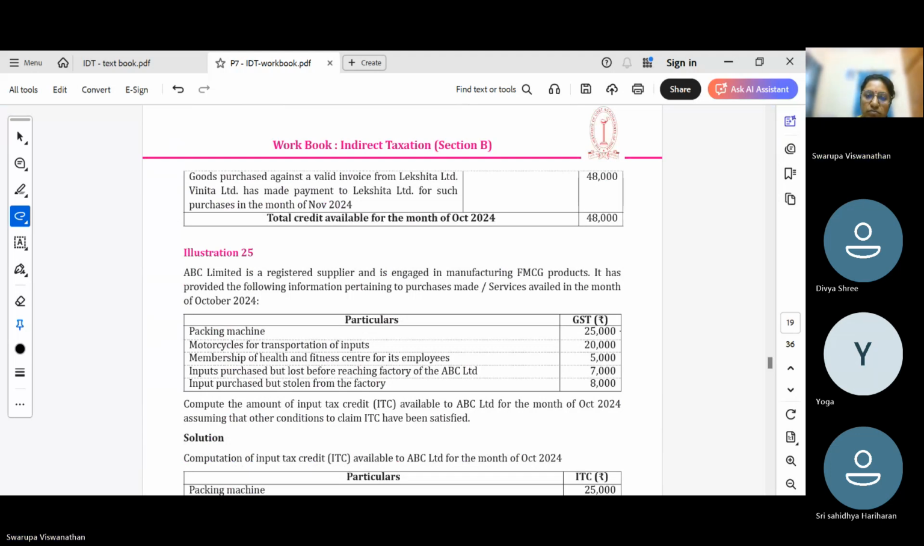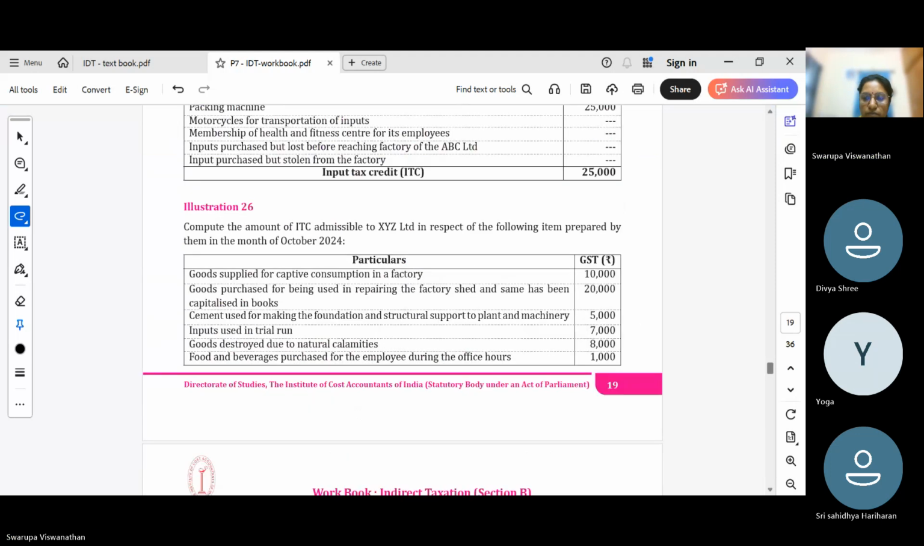Packing machine, credit can be availed. Motorcycle for inputs, for transportation of inputs, credit cannot be availed. Motorcycle, motor cars. Okay, again, I will assume it's motor car. Then membership and health services, credit cannot be availed. Inputs purchased but lost before reaching the factory of ABC Limited, credit cannot be availed. Stolen goods, credit cannot be availed.